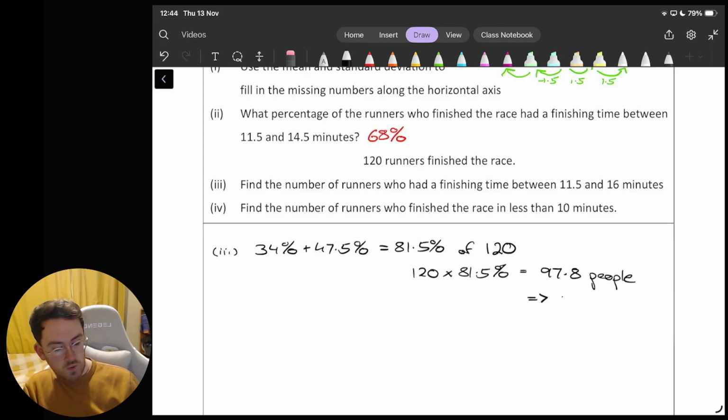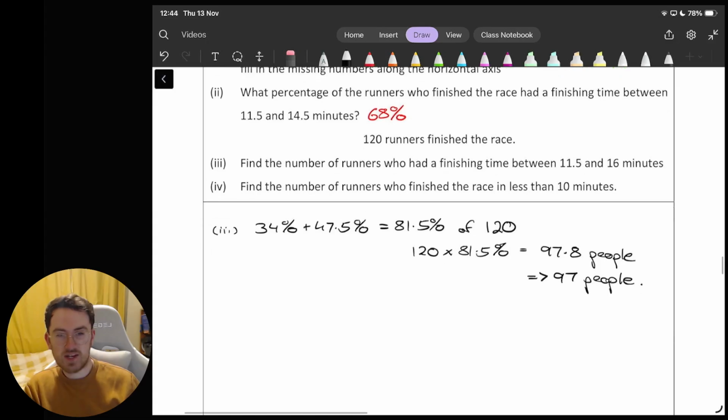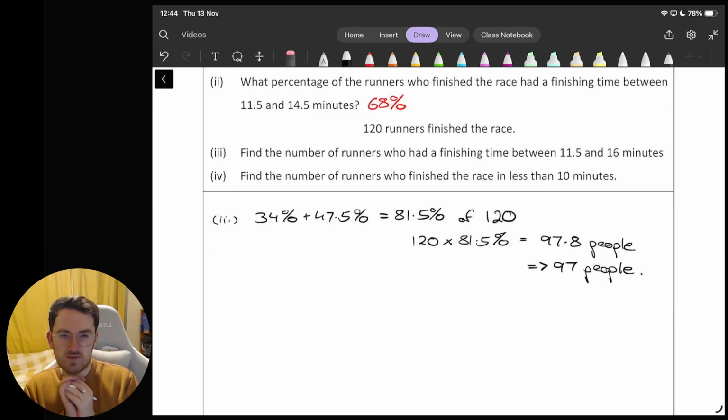So if we take only the total people, that would be 97 people. Okay, so 97 people finished within that range. We have maybe half a person, but obviously we can't include part of a person. So we'll go with 97 full people definitely finished there.